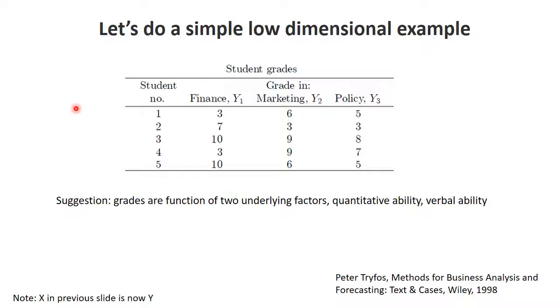In reality, you can only hint towards the particular factors, but here we know that quantitative ability will do well in finance courses, some of which may be mathematically oriented, while verbal ability is more important in the marketing and policy courses. That requires a different skill in students. So the question is, can we explain the variation we see in these grades by means of these underlying factors? In this simple example, we assume we know the underlying factors to some reasonable certainty.